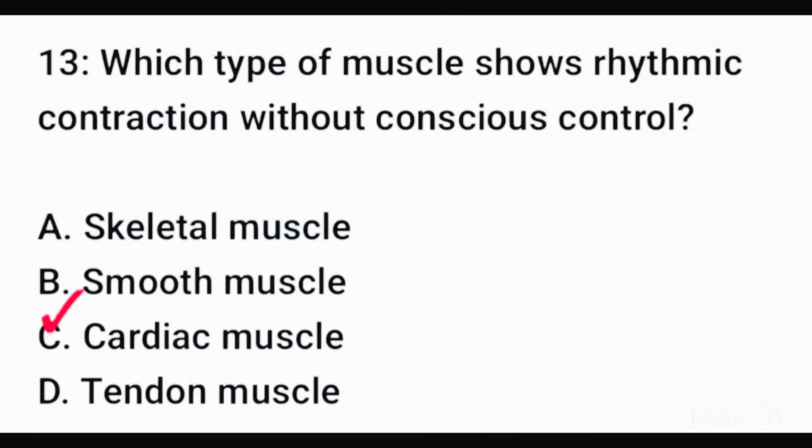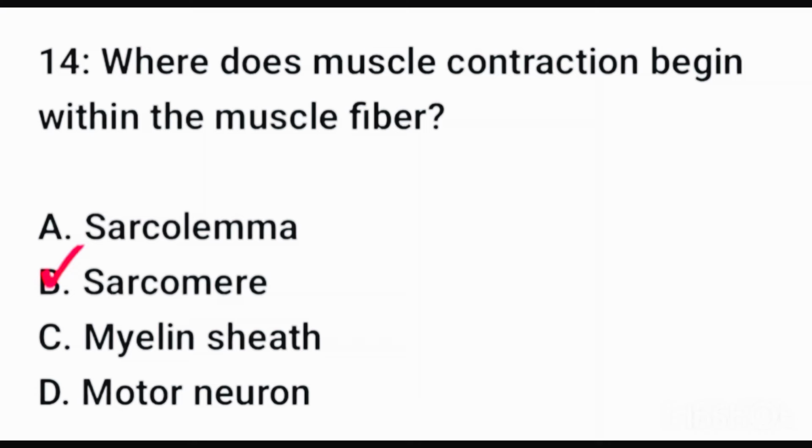Question number 13. Which type of muscle shows rhythmic contraction without conscious control? Here correct option is option C, cardiac muscle. Question number 14. Where does muscle contraction begin within the muscle fiber? Here right option is option B, sarcomere.